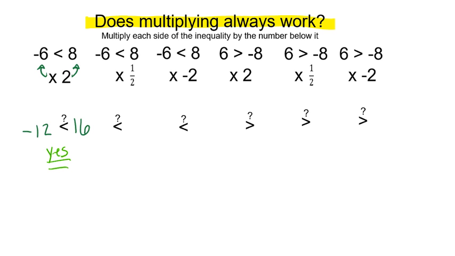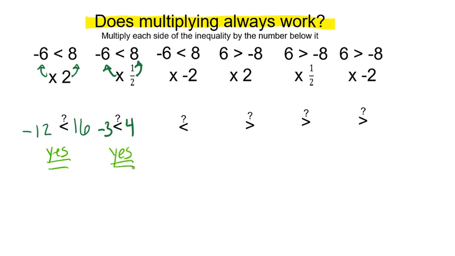So let's go ahead and multiply negative 6 times 1/2. We should get negative 3. And 8 times 1/2 is 4. Well, is negative 3 less than 4? And that answer is also yes.